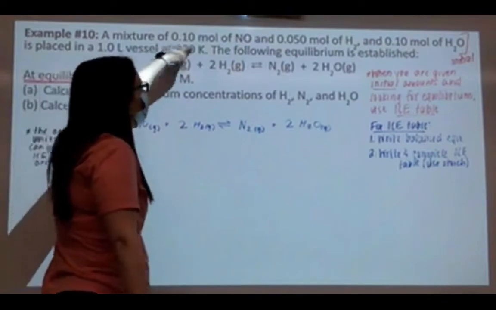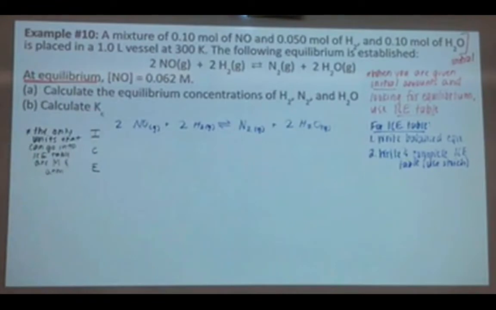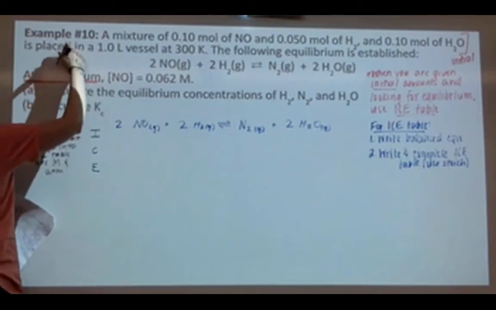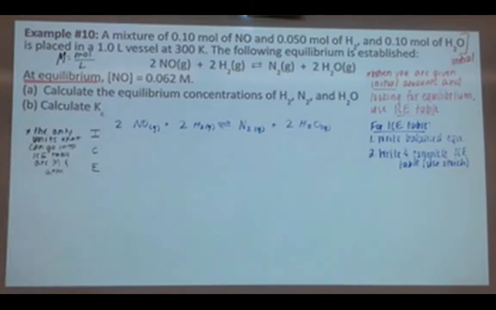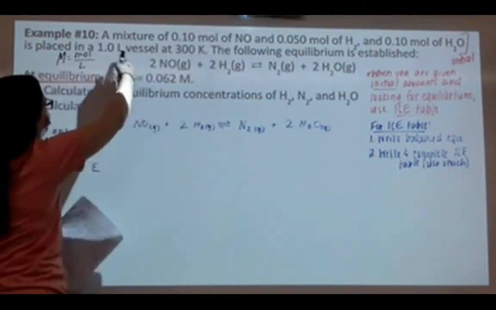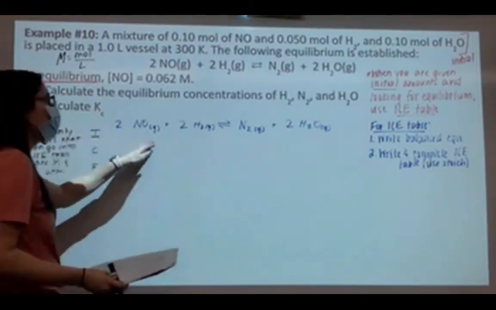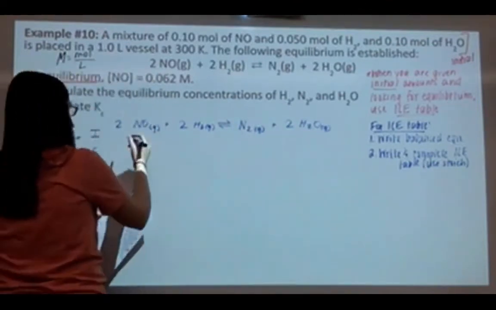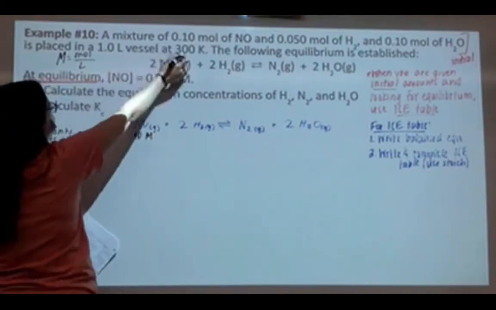Now they gave us moles. I cannot put moles in here. I need molarity. Well, remember that molarity is simply moles over liters. They gave us moles in a 1 liter vessel. So 0.1 moles of NO divided by 1 liter is 0.1 molar. So I'm going to go ahead and fill in the initial amounts. NO is 0.10 molar. Again, 0.1 divided by 1.